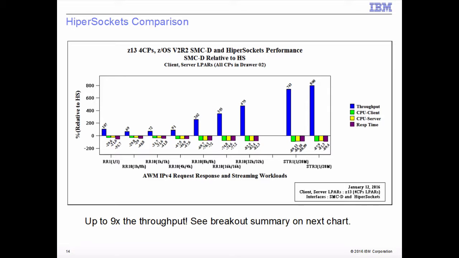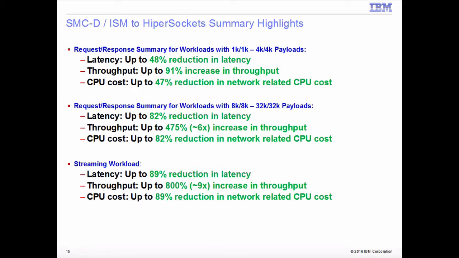So that's a pretty interesting set of numbers. Again, the bar was already fairly high with HiperSockets, and so now this technology leaps over that bar by quite a bit. And so you'll see that in some cases it's 9 times the throughput comparing the two technologies. Again, this is SMC-D using ISM compared to TCP/IP using HiperSockets.